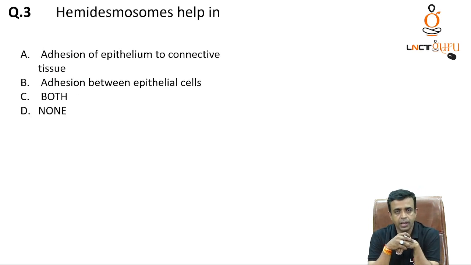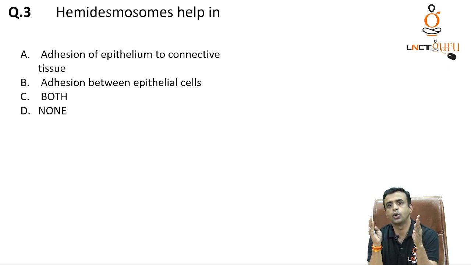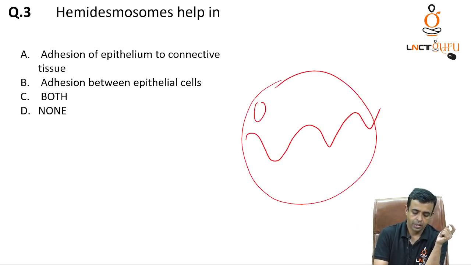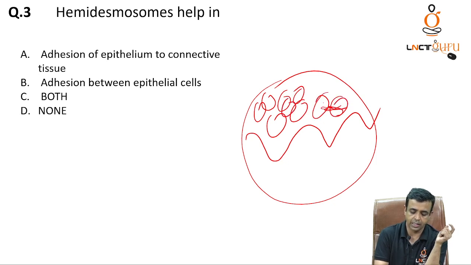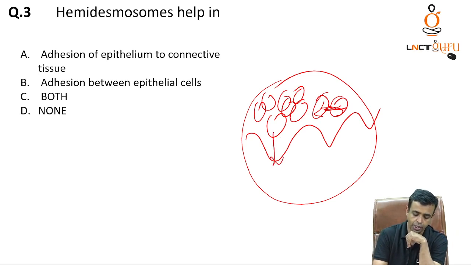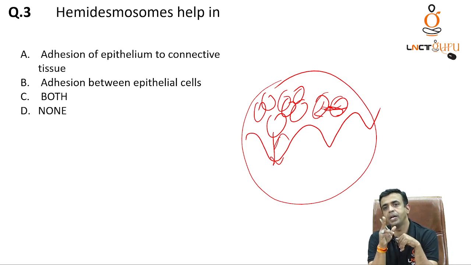Coming to the question number 3, hemidesmosomes help in. See, these hemidesmosome, desmosome, they are cell to cell junctions. They join two different types of cells. So basically, the main cell to cell junctions are hemidesmosomes and desmosomes. Remember, for example, this is your epithelium. These are different cells in the layer. So this cell to cell contact is made by desmosomes, whereas this cell is joined to a basement membrane by hemidesmosomes. Now we will come to the options.